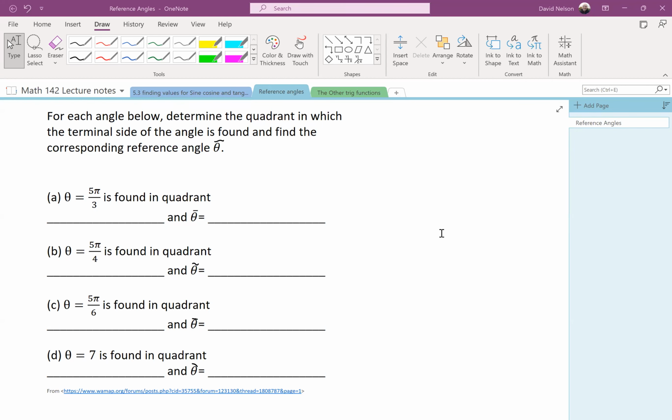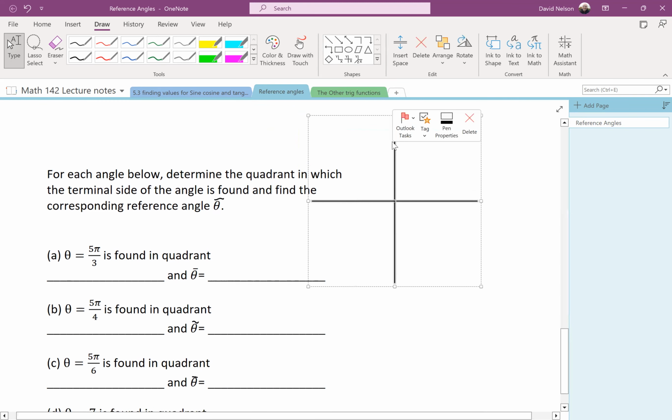Here's another question from the website wamap.org, part of their pre-calculus material. For each angle below, we're supposed to determine the quadrant in which the terminal side of the angle is found and find the corresponding reference angle theta. So in our coordinate system where we add an angle, let's sketch that out real quick.